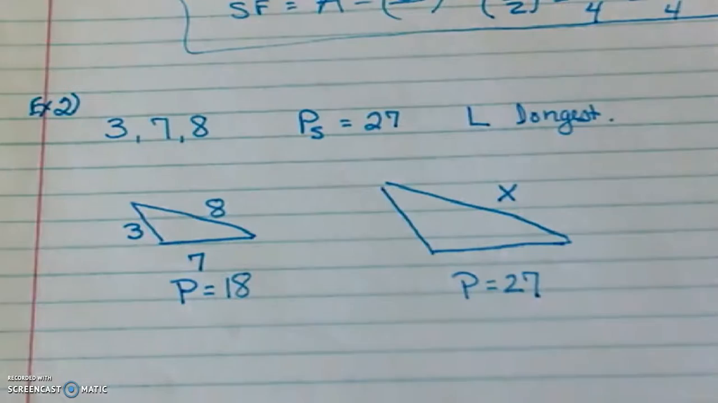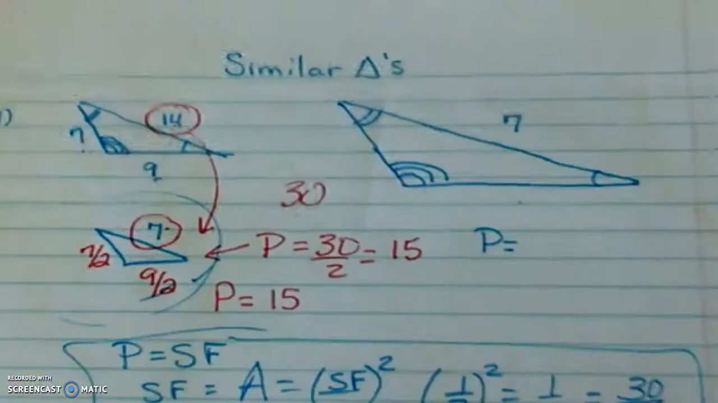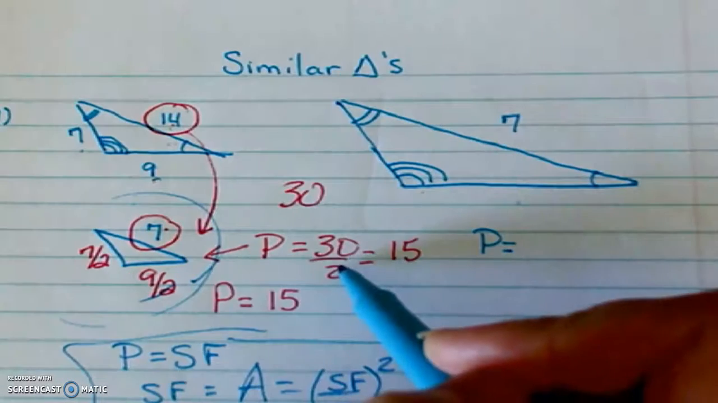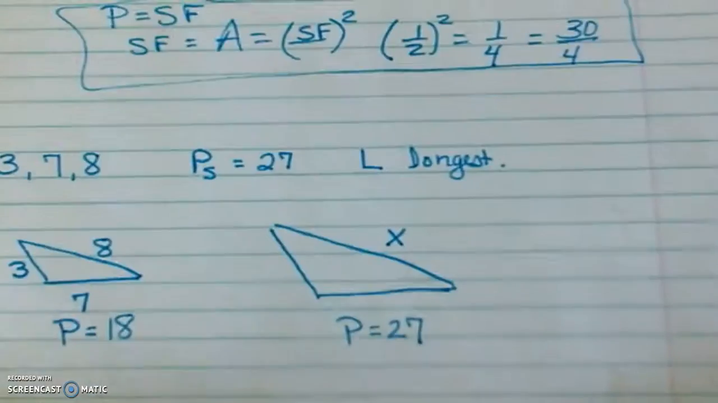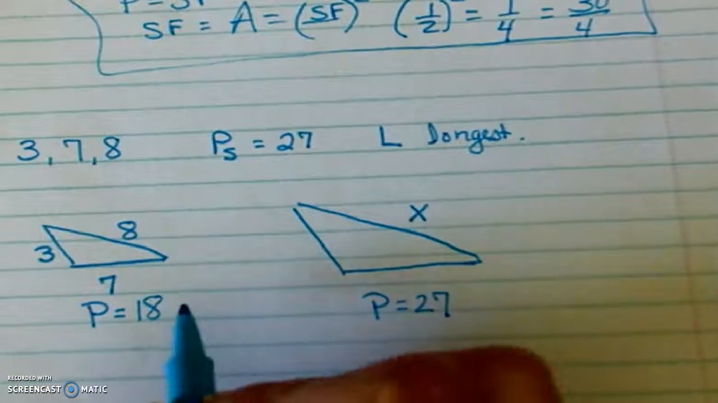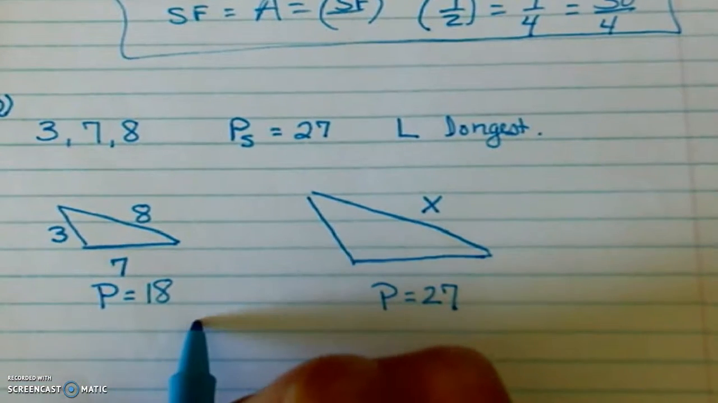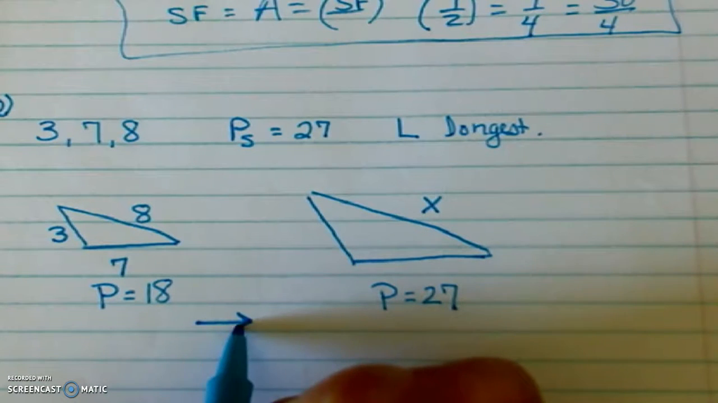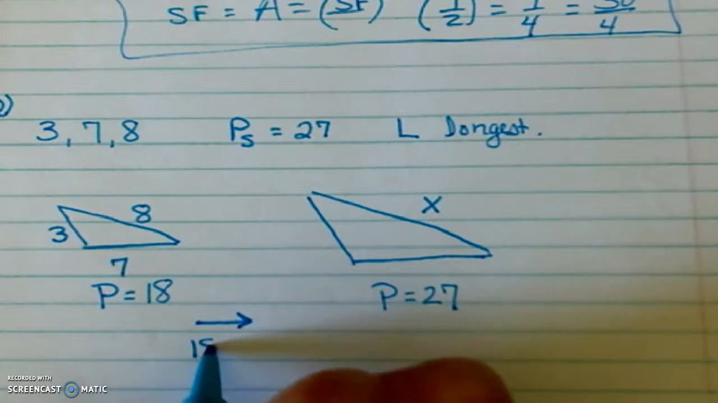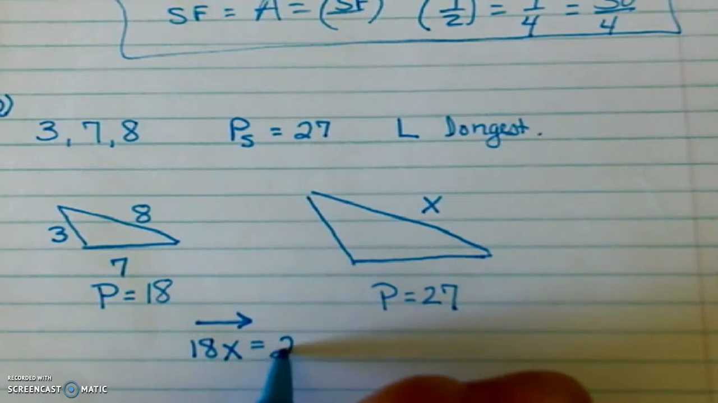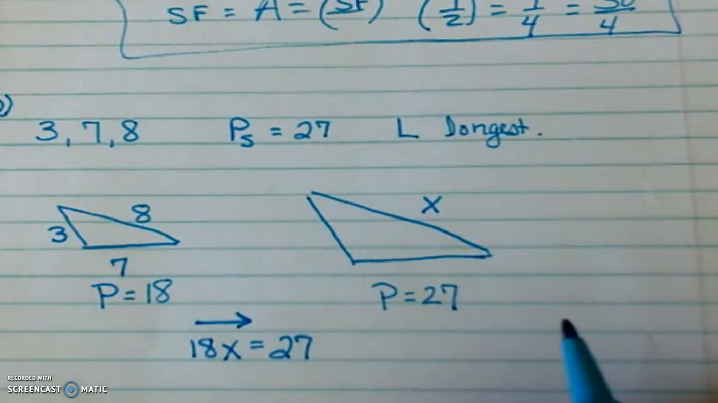And just like I mentioned in the previous problem where you have that scale factor, the same thing happens with the sides. So if this side was half, then the perimeter is also half. Let's see what the scale factor is for this. The scale factor can go actually in two different ways. If I am going from the small one to the largest one, I take 18 times what value to get 27? That's a scale factor.